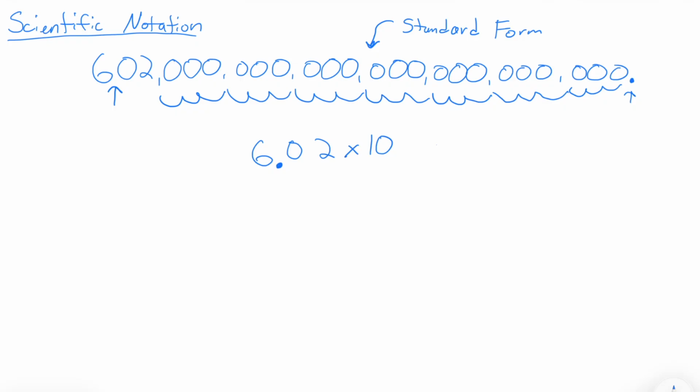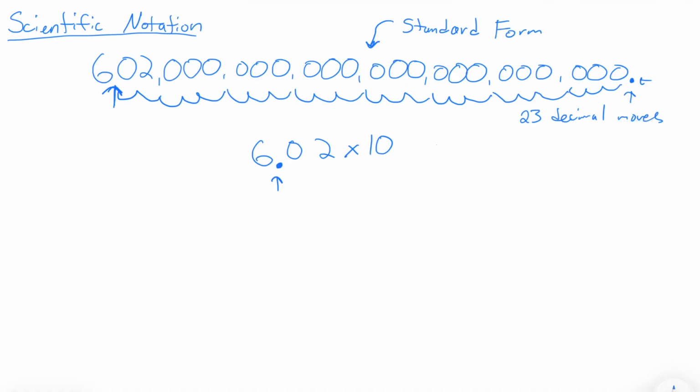So to get to that spot again where we want it to be, right next to the 6, we need to move it another 2. So a total of 23 decimal moves to get from where the decimal point is in our standard form notation so that the decimal ends up next to the 6 in our scientific notation.